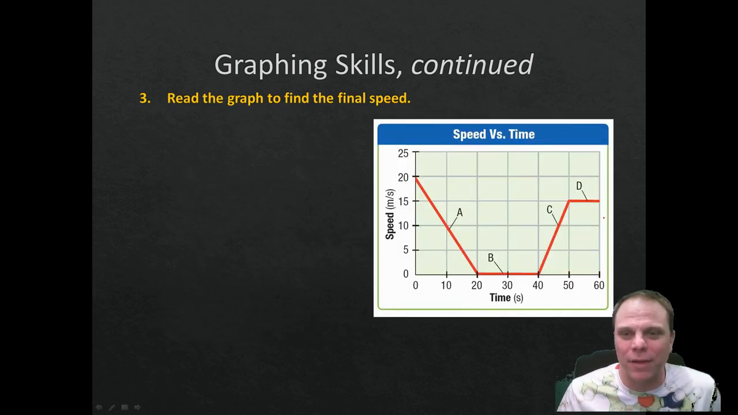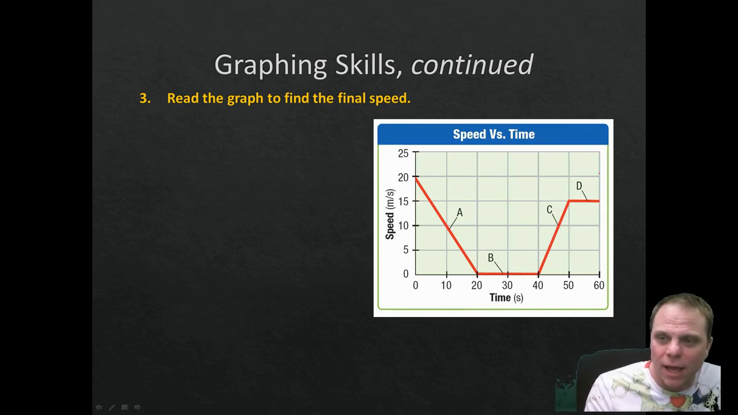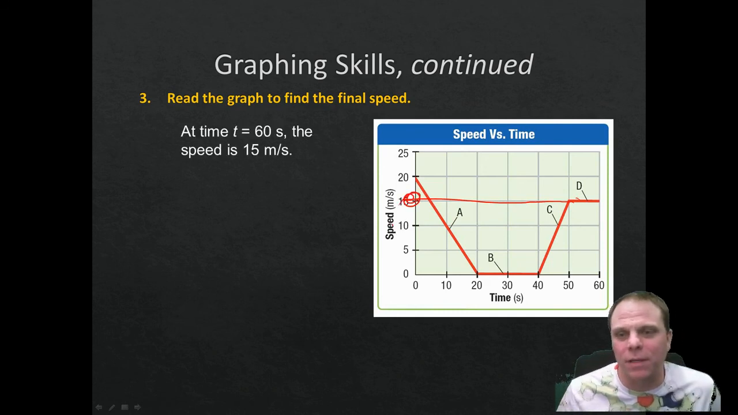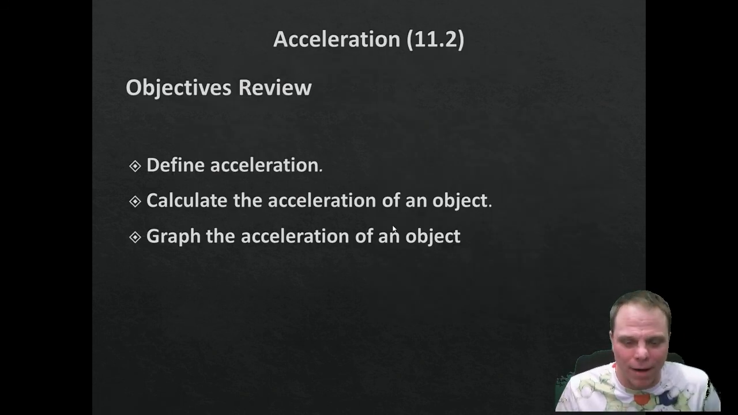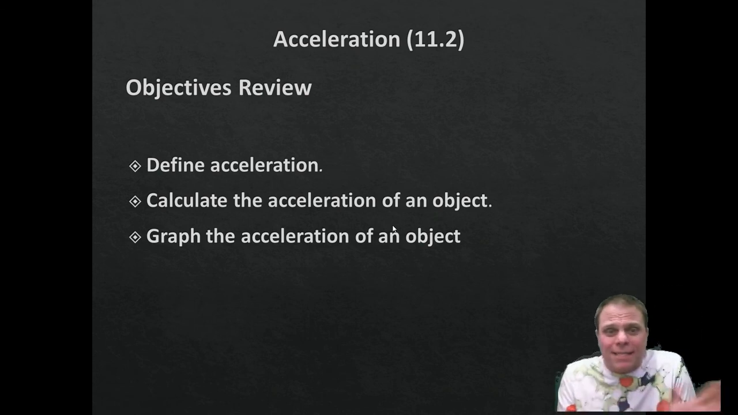So final speed. Can I read the graph to figure that out? Yeah, and again, you're just looking at where I'm at here, and I'm just taking that, and I'm pulling that line back to see where it intersects. So it's intersecting at 15 meters per second. Cool? All right. It was easy, right?